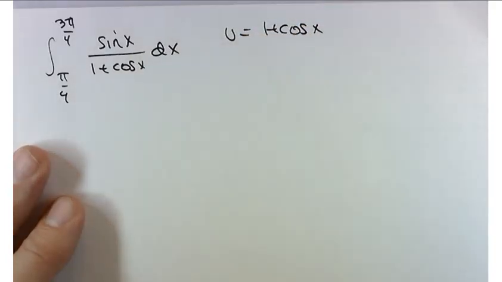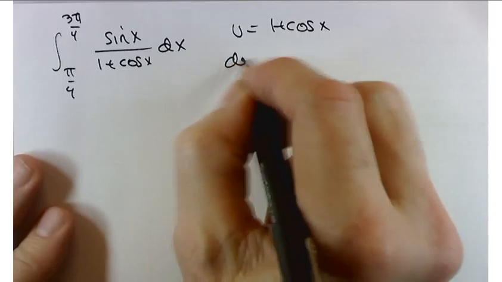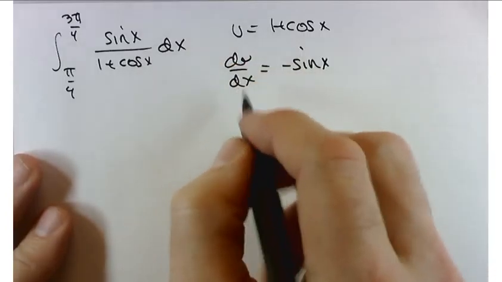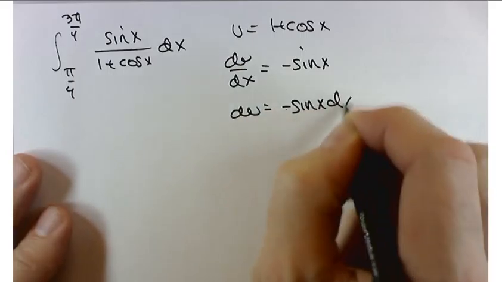Let's try that. Let's let u equal 1 plus cosine of x. What's du? What's du going to be in this case? Well, let's do du by dx is minus sine of x. Du equals minus sine of x dx.